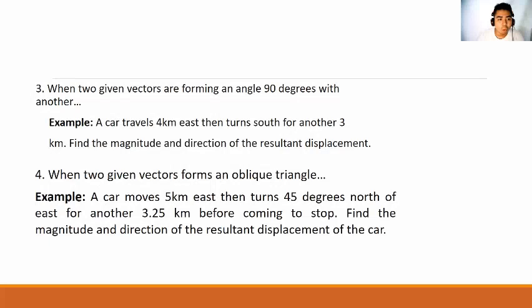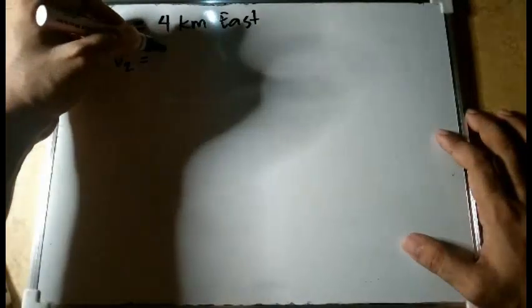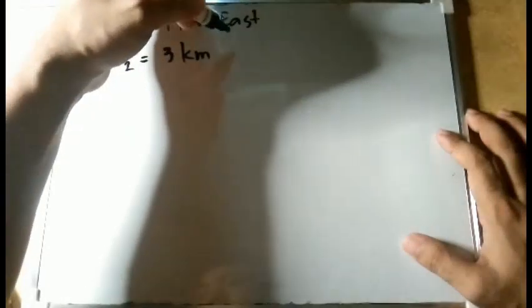Case number 3. When two given vectors are forming an angle 90 degrees with another. So example, a car travels 4 kilometers east, then turns south for another 3 kilometers. Find the magnitude and direction of the resultant displacement. Example number 3. Okay, so for V sub 1 natin, we have 4 kilometers east. Then sa V sub 2 natin, we have 3 kilometers south.